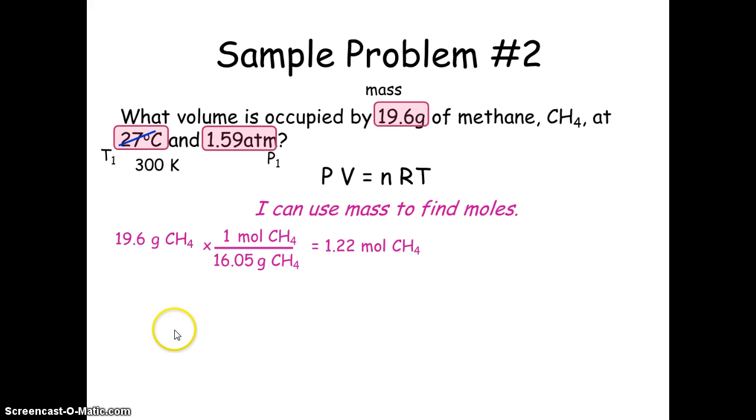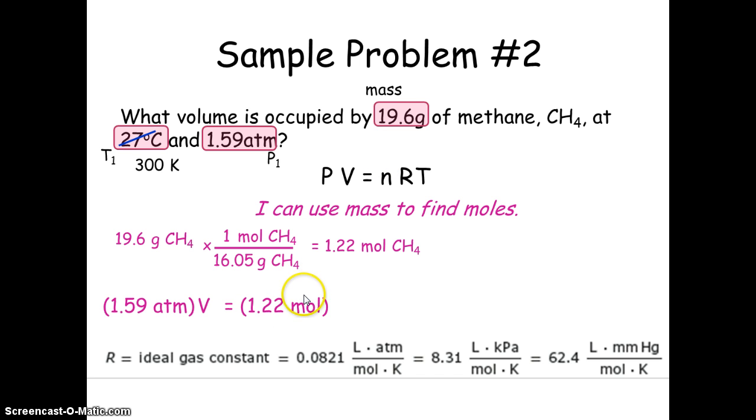So setting up PV = nRT, we have pressure is 1.59. We're solving for volume, we don't know that yet, is equal to 1.22 moles, that's n. The gas constant here, remember we're given our pressure in atmospheres. We want to look up atmospheres. If the pressure is given in atmospheres, that means our gas constant is going to be 0.0821. So we're going to plug this number in for R.